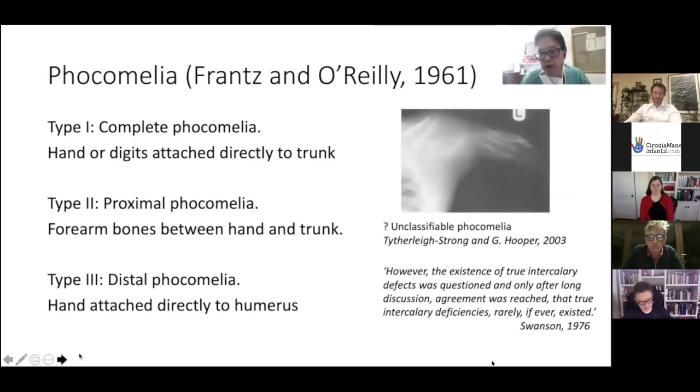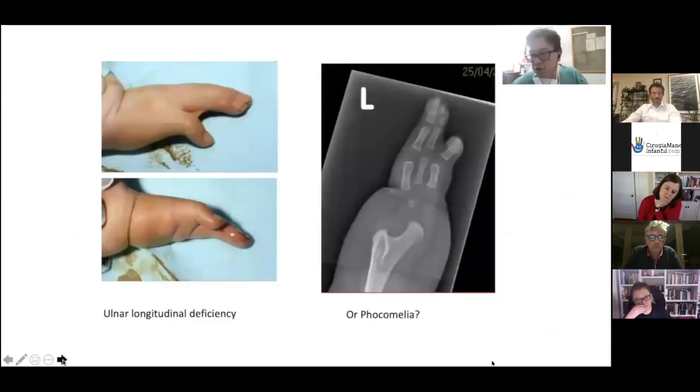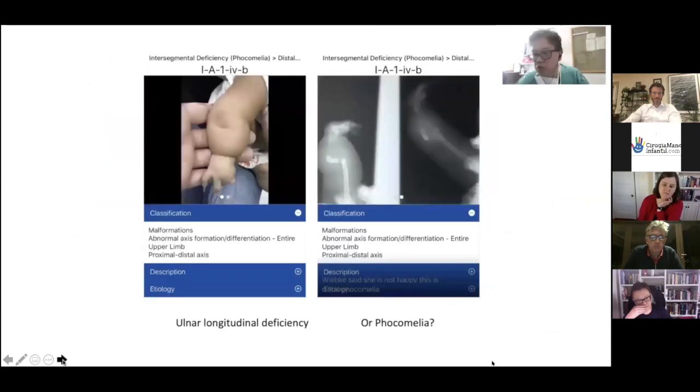This was the point of the paper from Tyler, Lee, Strong, and Hooper. Some phocomelia are just not classifiable. And whatever the level is, the hand is never normal. This is an example of my own patient, whom I initially thought was distal phocomelia, but probably was an ulnar deficiency. These were pictures of another patient I put on the ad as distal phocomelia initially, but I removed after the comments from my colleagues that it is probably ulnar dysplasia. I'm sure I'm not the only one who is confused.